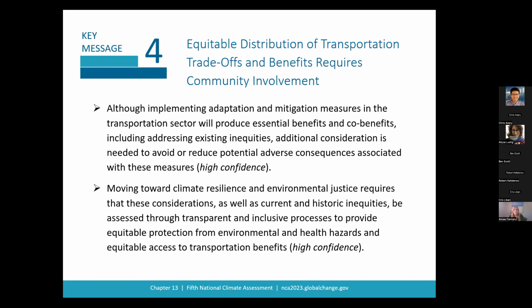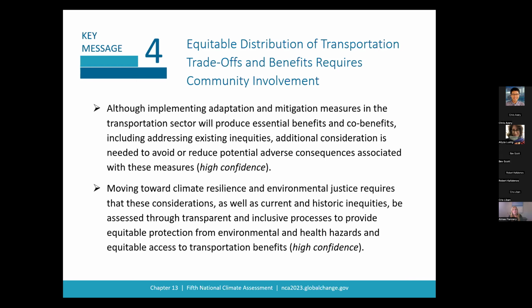I think at this point, we just wanted to note that our key message number 4, capturing some of the co-benefits in the images previously, as well as the trade-offs, thinking about equitable distribution of transportation trade-offs and benefits requires community involvement. We recognize that we can't do this, as Bev mentioned, in a vacuum. This is something that we need to recognize. We don't always have the right answer.